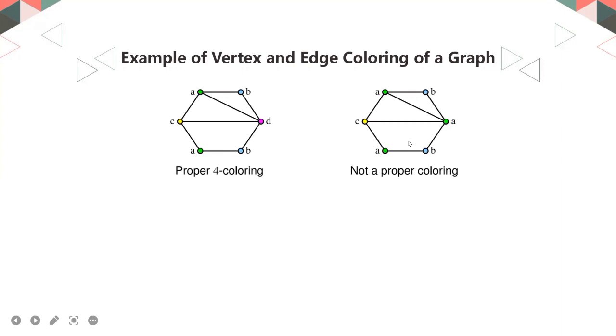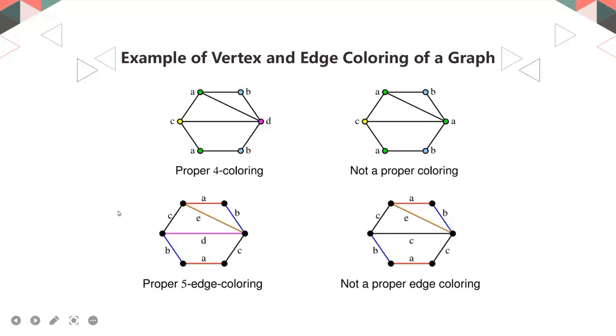And then the second example graph is not a proper coloring. Why? Because vertex A and B are connected to each other with one edge. So it means that A and B are adjacent vertices. So it is not a proper coloring.